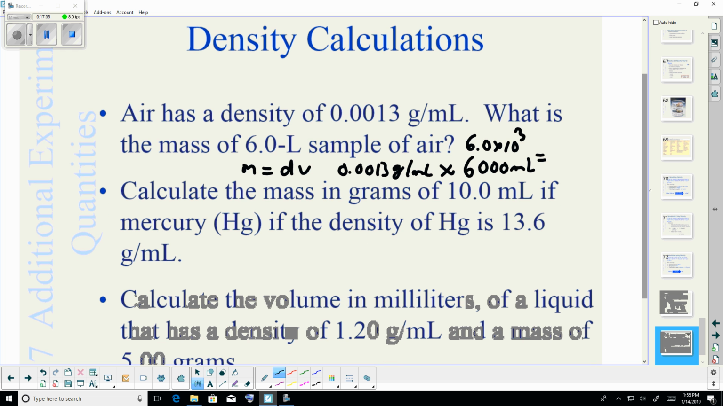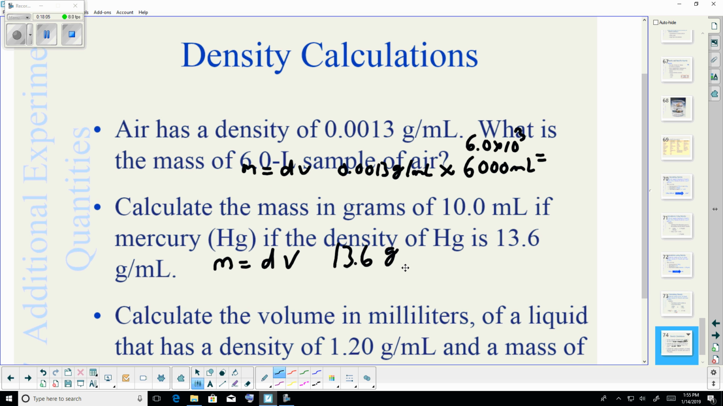Second one, calculate the mass in grams of 10 mils of mercury, if the density is 13.6 grams per mil. Same problem. Mass is density times volume. 13.6 grams per mil times 10.0 mils. And the answer would be 136 grams.